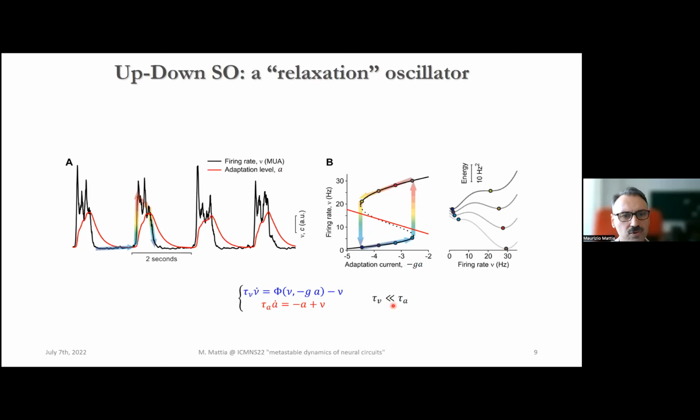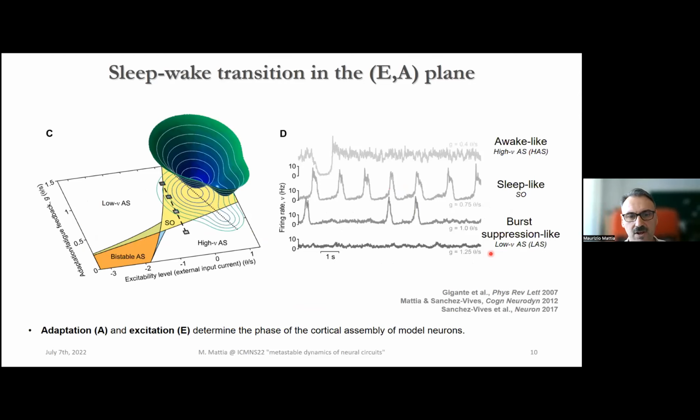This is a classical way to describe this phenomenon, once you assume that the typical timescale of the firing rate dynamics is much faster than the adaptation timescale, as in this case. This is very well represented by a relaxation oscillator, where you now have 2 degrees of freedom, adaptation on the x-axis and firing rate on the y-axis, and the adaptation slowly changes the energy landscape, the Lyapunov function of the system, in such a way that you destabilize and restabilize the corresponding up and down valleys. So this is a very simple way to describe this slow oscillation at the level of a single unit.